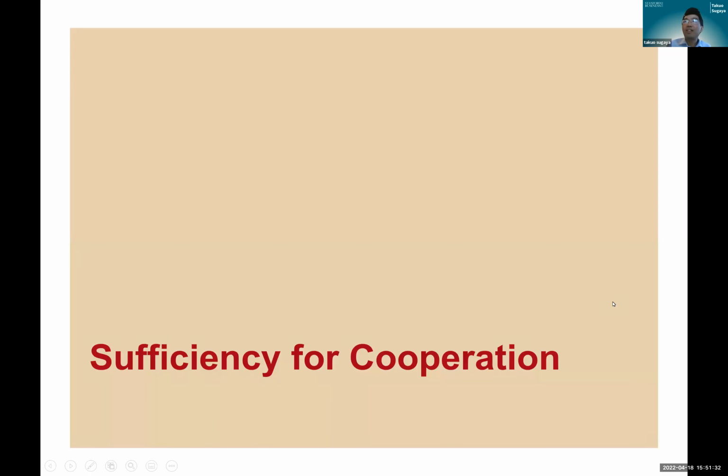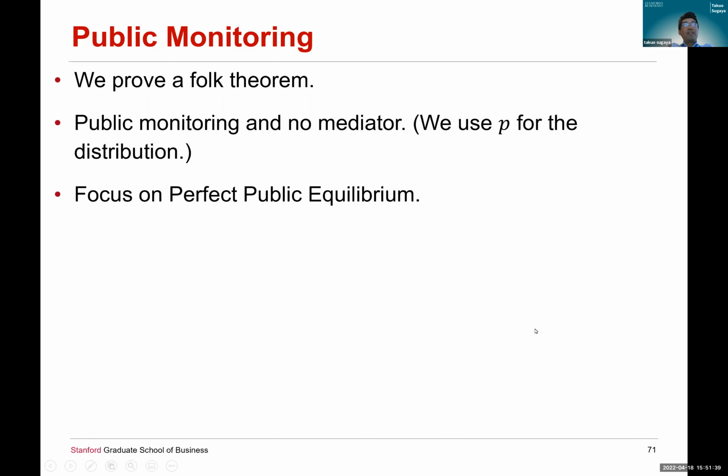Good. So the last part is sufficiency for cooperation. We try to construct a lower bound of the equilibrium payoff set, and would like to argue that this lower bound is sufficiently close to our upper bound. And the one environment where we know how to construct an equilibrium is public monitoring, right? So we use public monitoring as a particular example, and we focus on public monitoring here, and no mediator, okay?